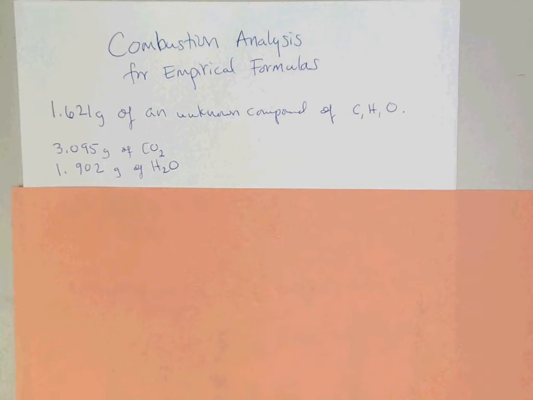I have an unknown compound made up of carbon, hydrogen, and oxygen. 1.621 grams of that compound. And I know that when I combust it, I produce 3.095 grams of carbon dioxide and 1.902 grams of water.